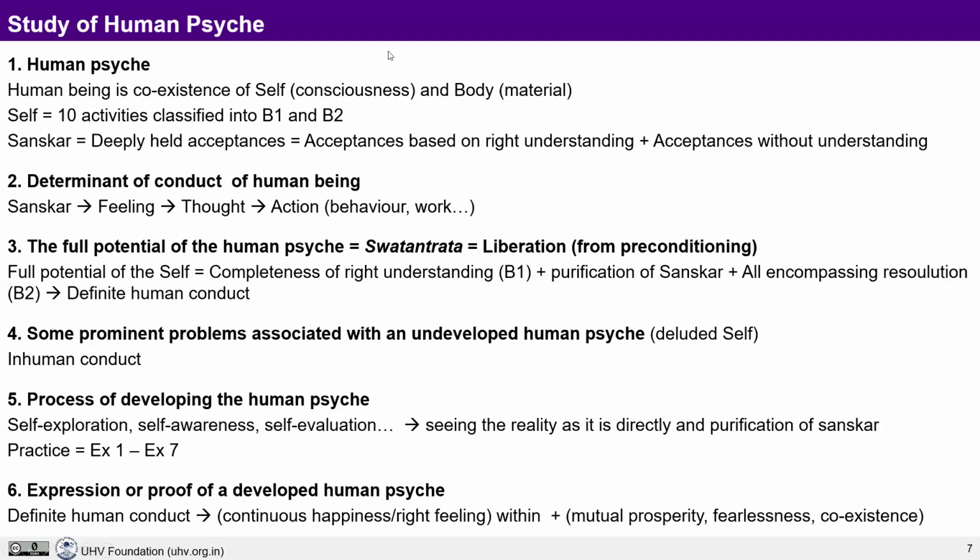Now, going by the understanding that we have today, we can see that human being is coexistence of self and body. Self is consciousness, body is material. And within the self, we can see that there are activities, consciousness activities, which can be seen as 10 activities. And we have classified them into block B1 and block B2. So block B2 is the block of imagination and block B1 is the block of right understanding. So we are very much aware that we start developing from where we are. And presently we might be active only in B2 and we have to awaken to the higher level activities. Sanskar is the deeply held acceptances. Acceptances may be based on right understanding or they may be without understanding.